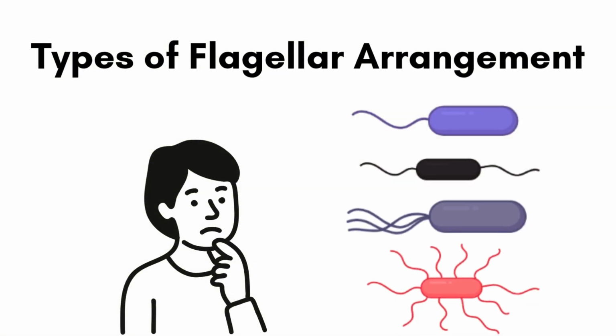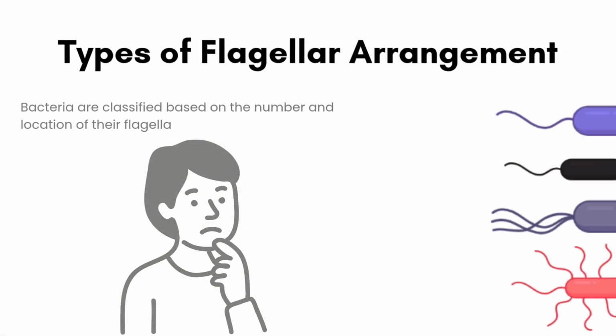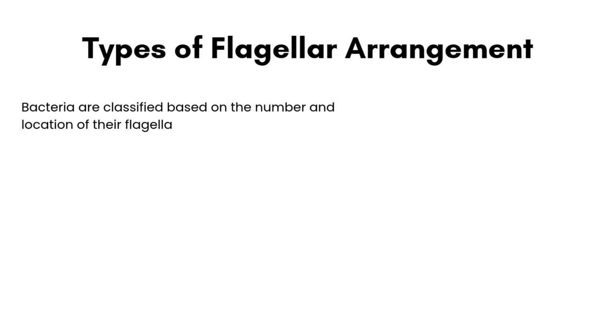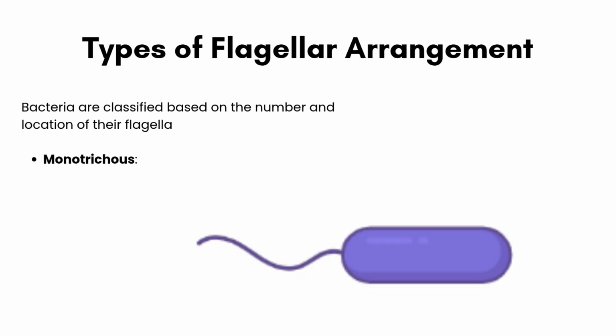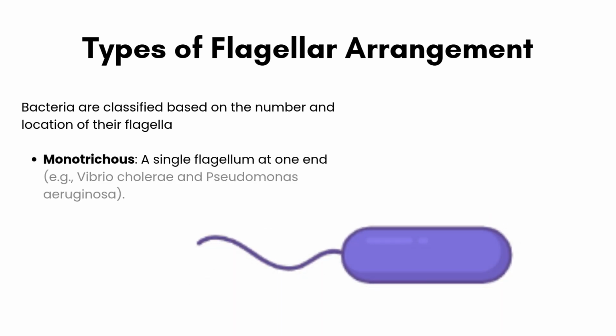Types of flagella based on flagellar arrangement. Bacteria are classified based on the number and location of their flagella. Monotrichous bacteria: a single flagellum at one end of the bacteria. For example, Vibrio cholerae and Pseudomonas aeruginosa.